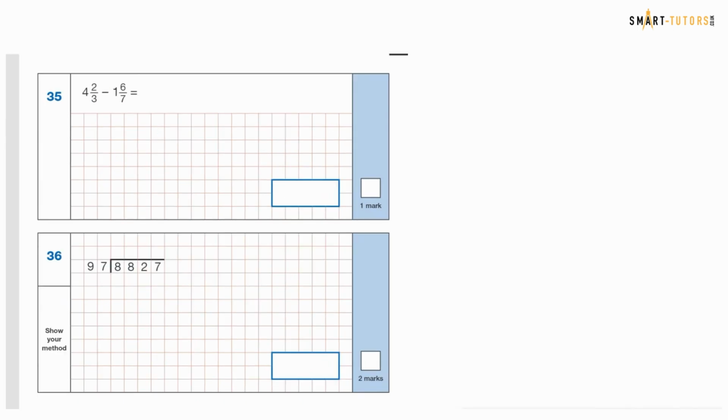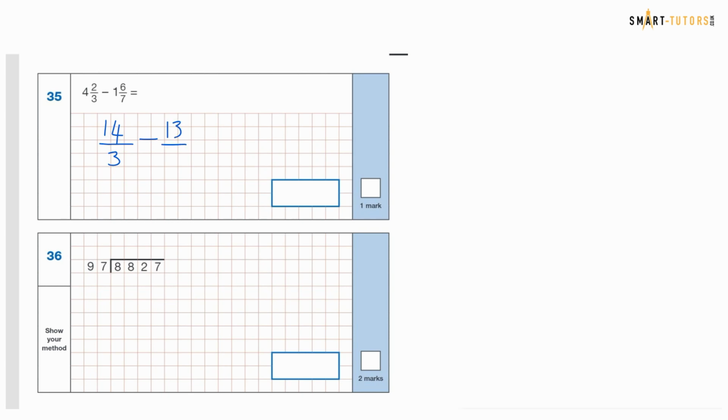Question number 35. 4 2/3 take away 167. So this is a mixed number, take away another mixed number. So the easiest way to do this is to change both of them into improper fractions. 3 times 4 is 12. 12 add 2 is 14. So 14 over 3. Minus 7 times 1 add 6.